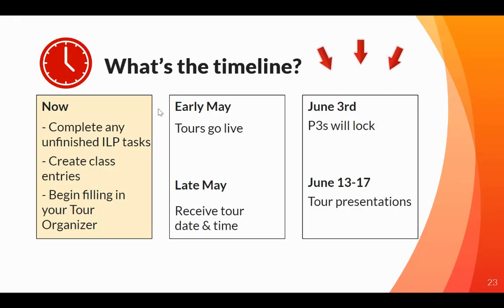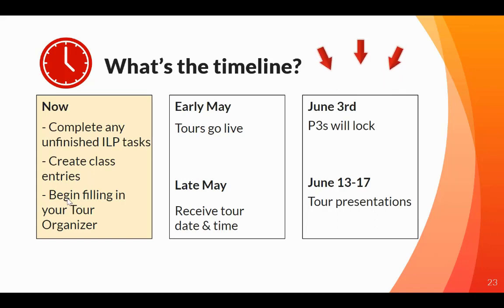Okay, so what's the timeline for doing all of this? Right now, you should be really working on unfinished ILP tasks. That's the resume, that's UScience, things like that. You should have them all pretty much done. If you haven't, please work on them. You should be creating class entries. We're getting closer to the end of the year here, and so you should have entries in for most of your classes, maybe not all yet, and that's okay, but you should be getting close, and you should certainly have a plan.